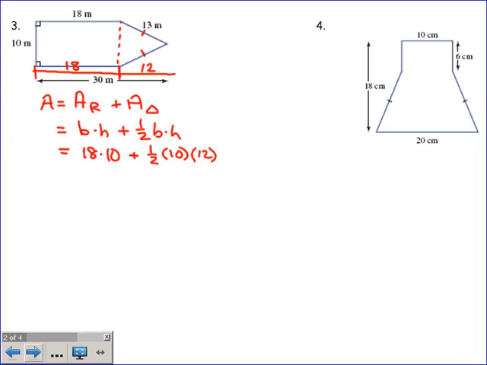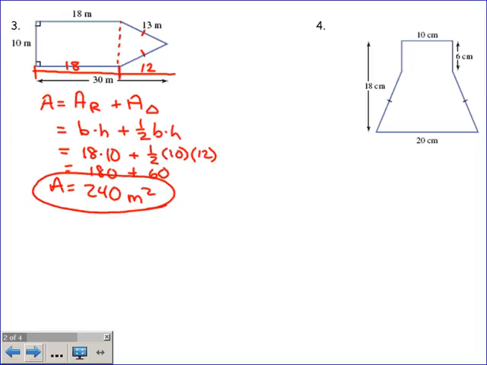Okay. This will give you 180 right here. This will give you half of 120, which would be 60. Using your calculators or whatever means you need to, did everybody get 240 square meters?